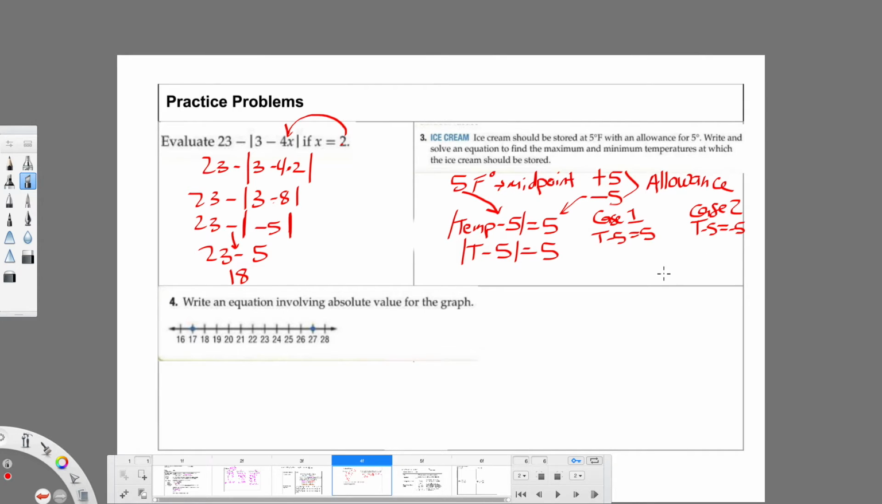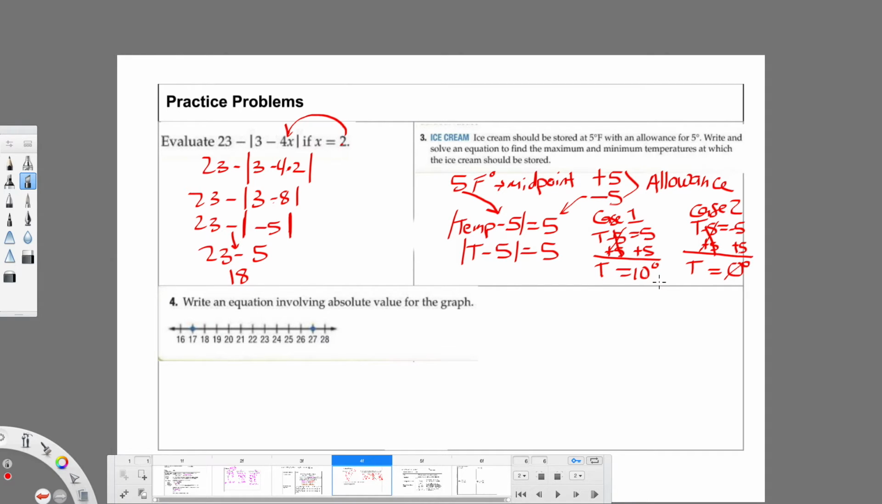So now if I add 5 to both sides, I end up with T, these cancel because any number minus itself cancels out, equals 10. And then again, I'm going to add 5 to both sides, and we have T, again these guys cancel, equals 0, because I have negative 5 and positive 5. So my allowance is anywhere from 10 degrees to 0 degrees, with an ideal temperature of 5 right in the middle, right? So that kind of makes sense. We can picture that being right in the middle there.